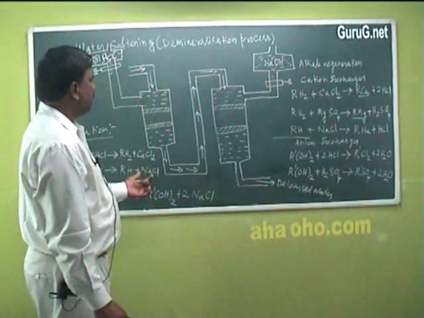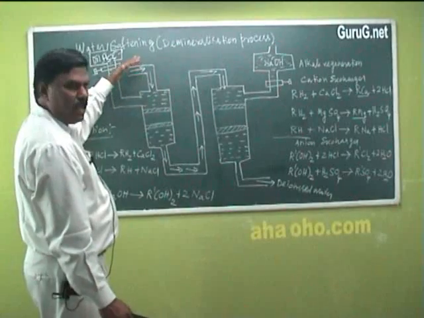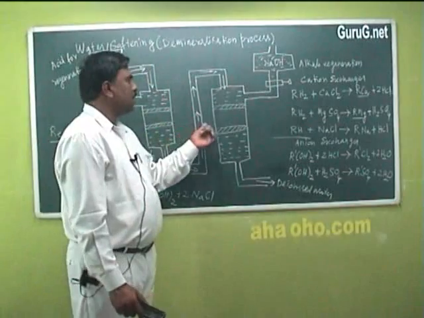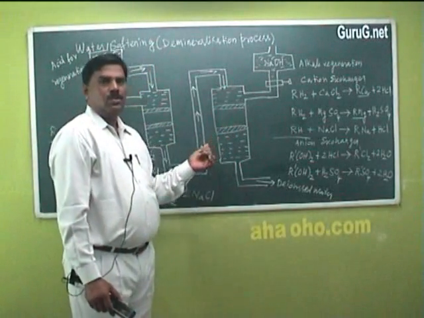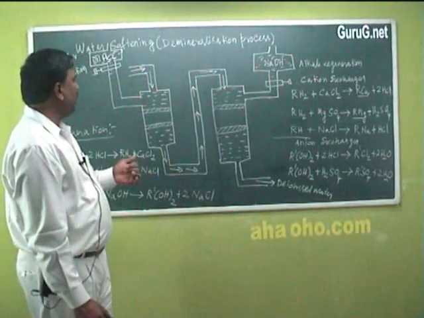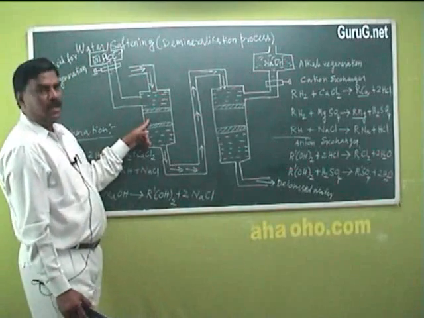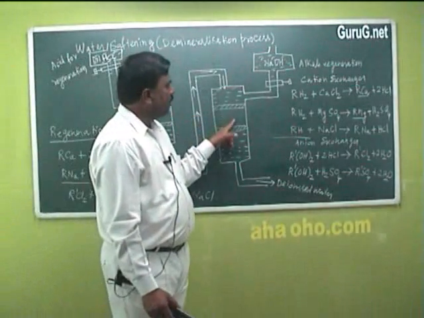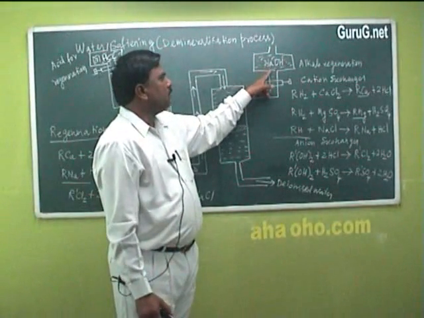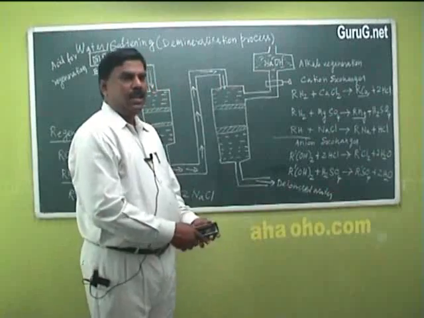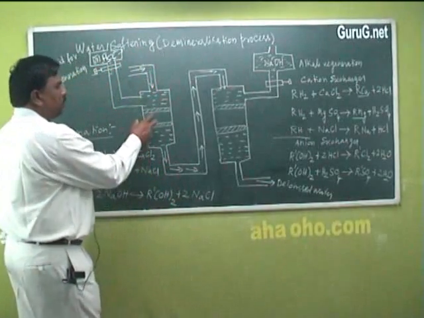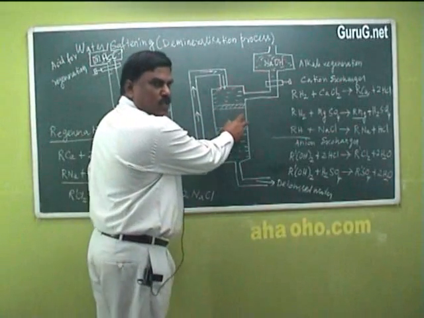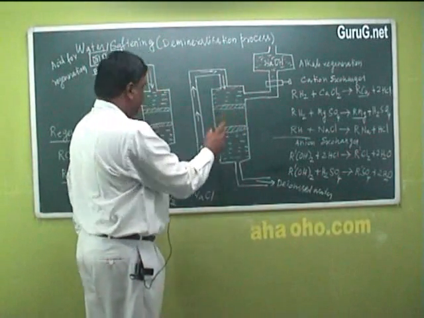The next step: when the process takes place for a long time, the cation exchanger and the anion exchanger will be exhausted. So they should be regenerated. The cation exchanger is regenerated using dilute acid HCl. The anion exchanger is regenerated using dilute alkali sodium hydroxide. That means increasing the concentration of H plus ion in the cation exchanger, and the concentration of OH minus ion in the anion exchanger.